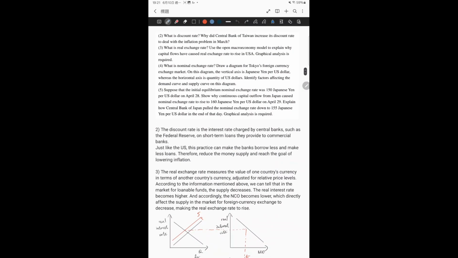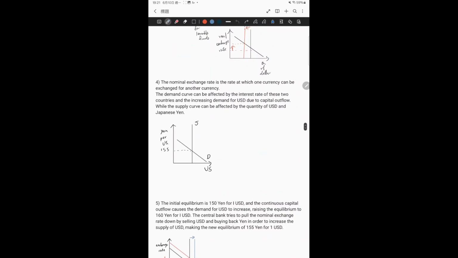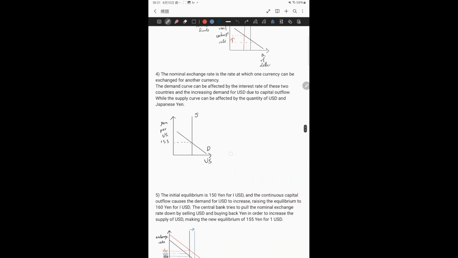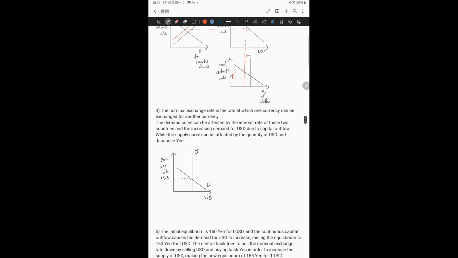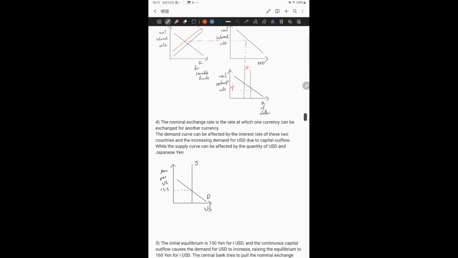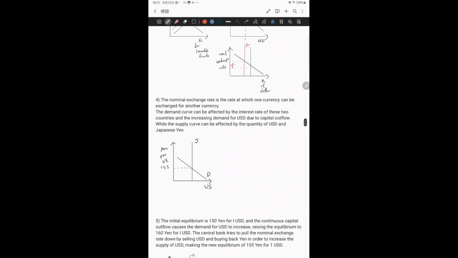What is nominal exchange rate? Draw a diagram for Tokyo foreign currency exchange market. On the diagram, the vertical axis, the Japanese yen. Okay, let's see the question number 4. What is nominal exchange rate? The nominal exchange rate is the rate at which one currency can be exchanged for another currency. And for the diagram we can see here, it mentioned that the exchange rate is 155.